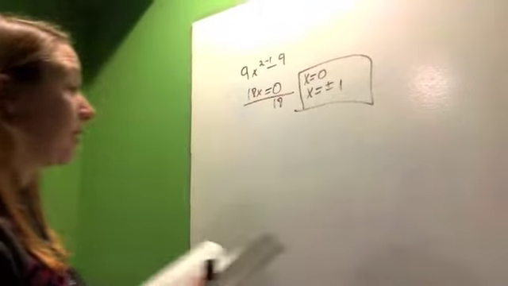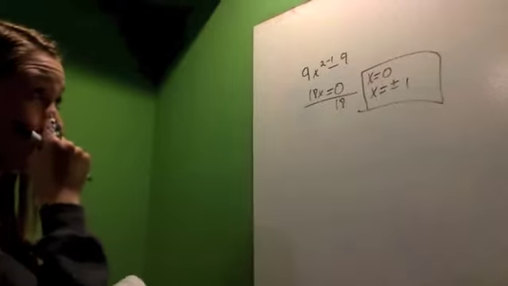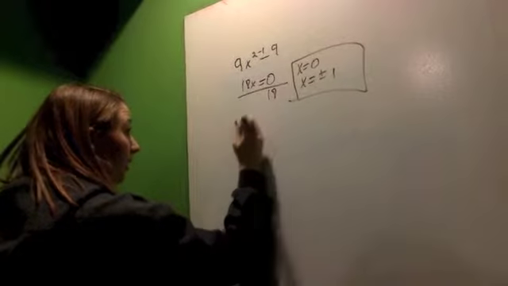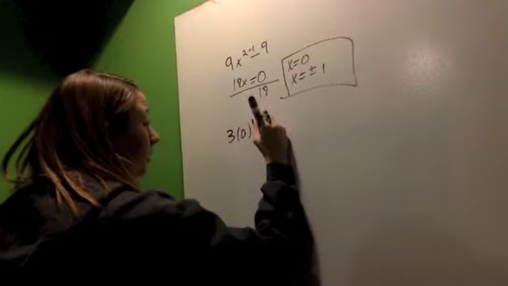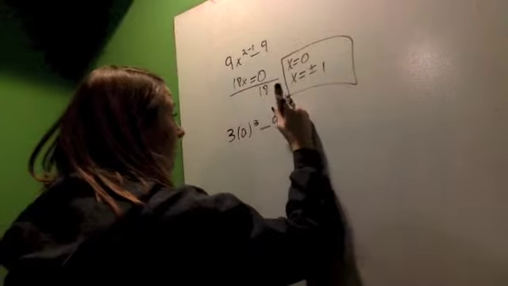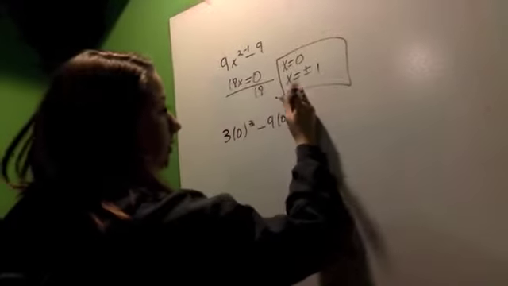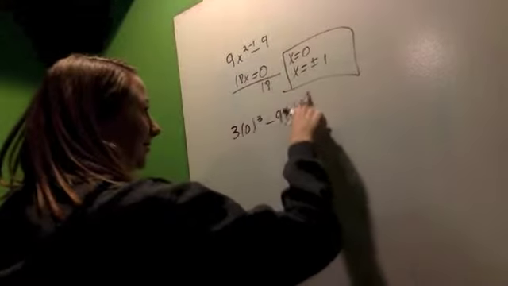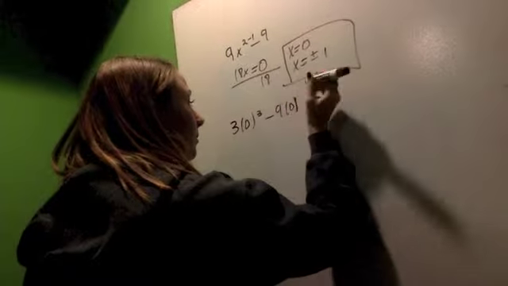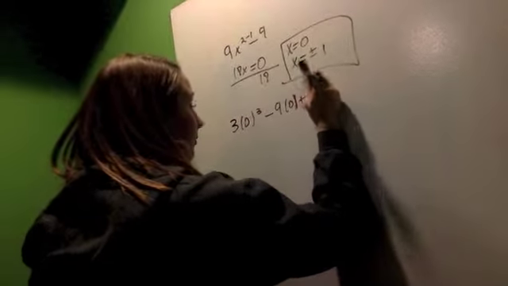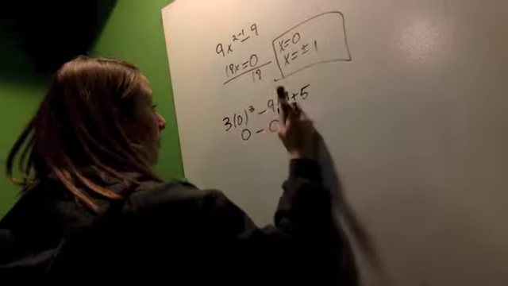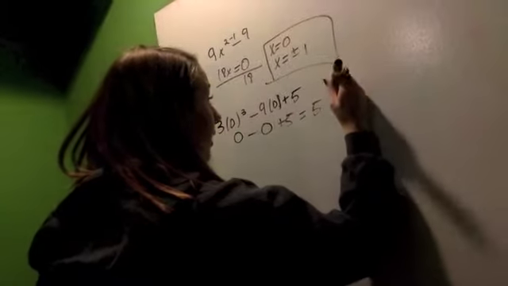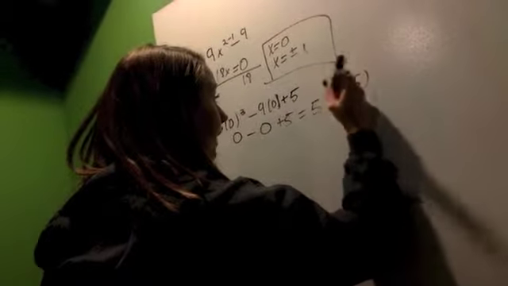So now that you found your x values, you have to take each x value and plug it back into your original equation. So we'll start with 0. So it would be 3 times 0 to the third minus 9 times 0 to the first plus 5. So it's 0 minus 0 plus 5. So then that one would just be 5. So your critical point there would be 0, 5.